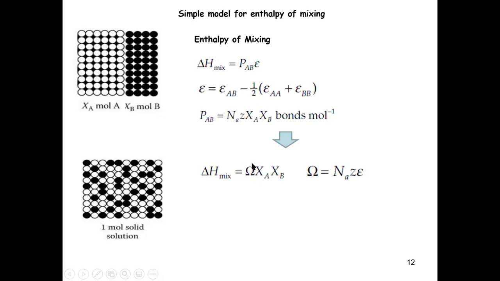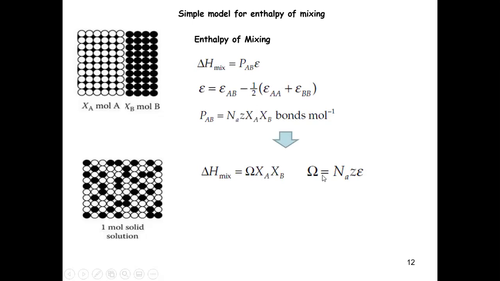We call this omega. Do not confuse this with the number of states. Now, this is just an interaction term, incorporating the number of atoms in your system, because we're working with a molar system, so this is going to be the Avogadro number. The crystal structure, this is going to be the coordination number for the crystal structure. And then this is going to be the difference of the interaction energy between the AB bond and the average of the AA and BB bonds. But all of these numbers are material specific.